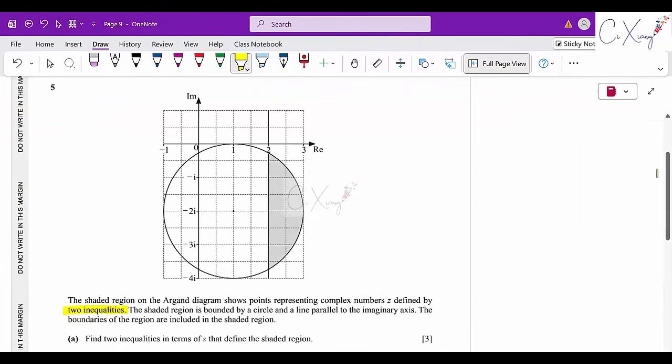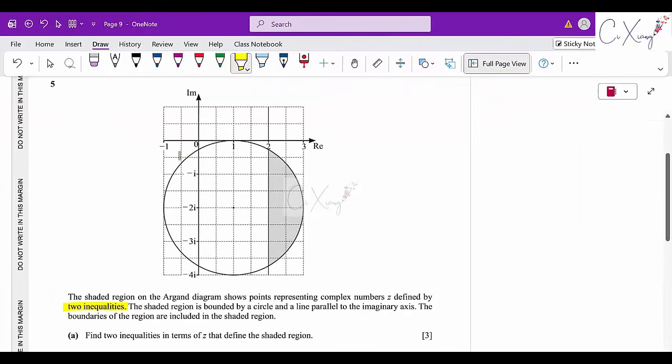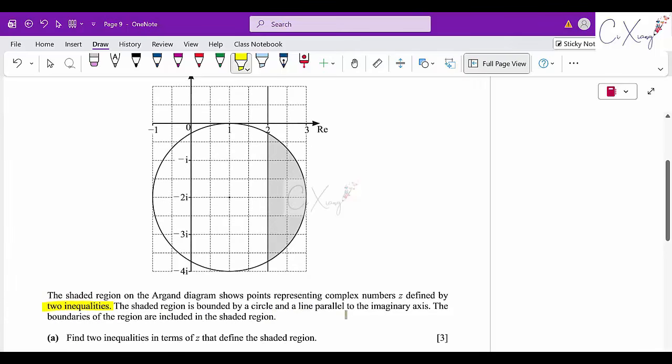Okay, so I think the diagram is quite big. Let's enlarge it a bit. The shaded region is bounded by a circle and a line parallel to the imaginary axis. So if there's a circle, I think we can see it, right? Then there's a line here, a vertical line. The boundaries of the region are included in the shaded region.